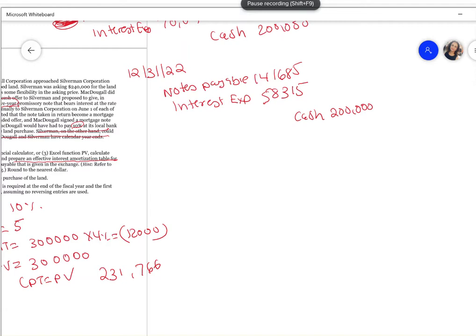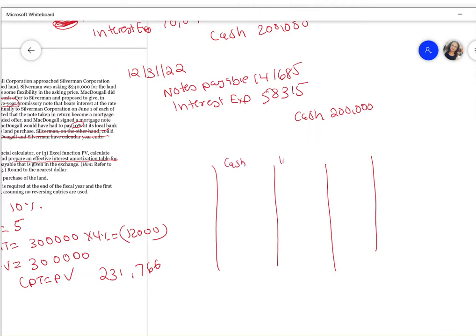So let's see if we could calculate it. Again, these amortization tables are similar to what we've been working out. We have cash, we have interest expense, and then we have a discount or a premium. In this case, the present value of our note is 231,766, and the face value is 300,000. So this is a discounted bond, and we're going to amortize the discount over the life, which is 5 years. We started off with 231,766, and then we have an amortization every year. Cash is calculated using the 4%, and it always uses the face value of the note or the bond. In this case, it will be 12,000.